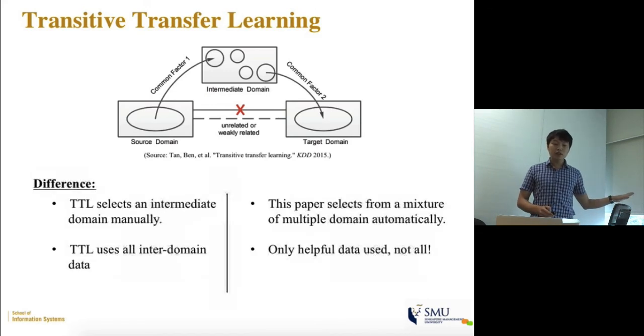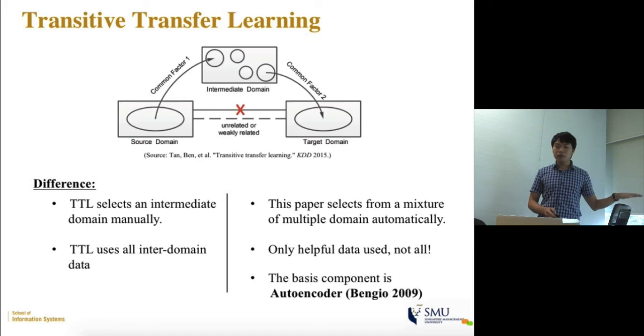The difference, according to the authors, is that the sensitive transfer learning model selects the intermediate domain manually, and then also uses all the data they have at hand for the transfer learning task. Whereas in this paper, the intermediate domain selection process is done automatically, and only helpful instances or helpful photos are selected, not all of them, because the idea is that not all the images or instances are useful for transfer learning.